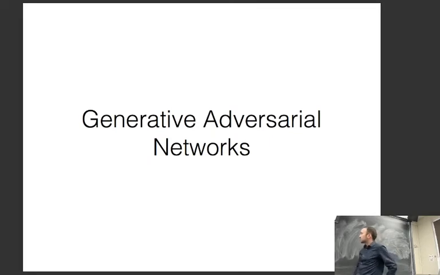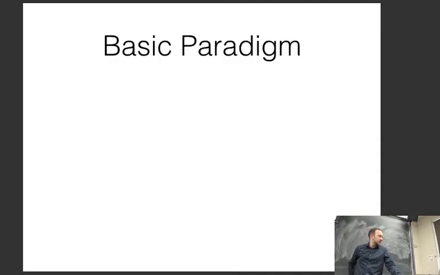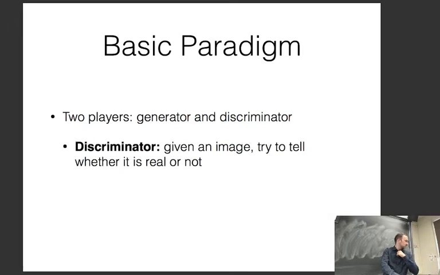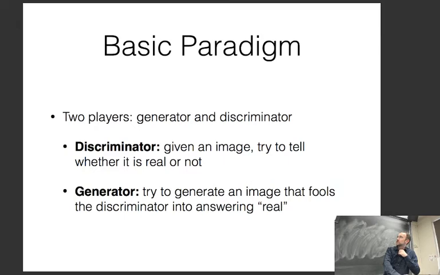So the first one, which was the topic of the reading, was generative adversarial networks. The basic paradigm is we have two players, a generator and a discriminator, to generate natural-looking output. It's the discriminator's job, given an image or an output, to try to decide whether it is real or not. And the generator tries to generate an image or output that fools the discriminator into answering real.